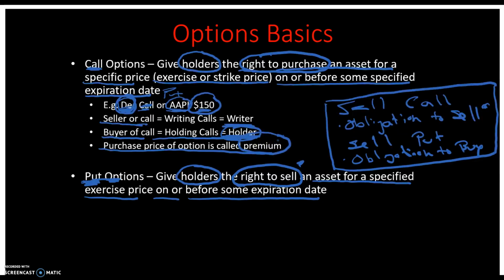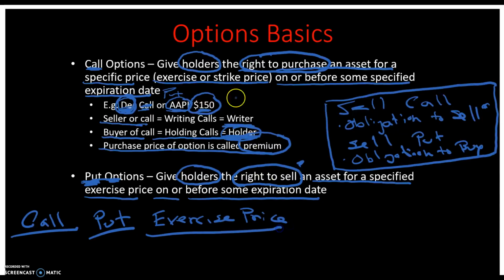So key takeaways, key terminology you need to have in your head as we go forward. Number one, you need to know what a call option is. You need to know what a put option is. You need to know this definition. You need to know what the exercise price, or what's referred to sometimes as the strike price, refers to. You need to know who the writer is, or what a writer refers to. You need to know what the holder is, what that terminology refers to.